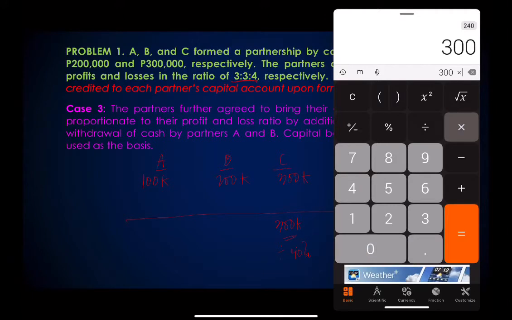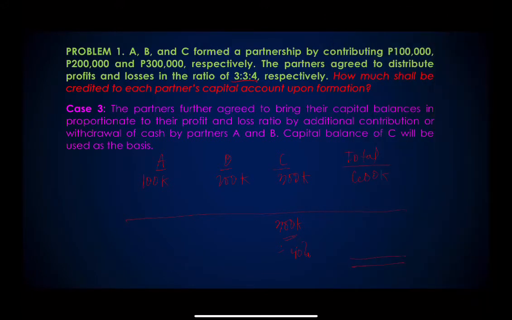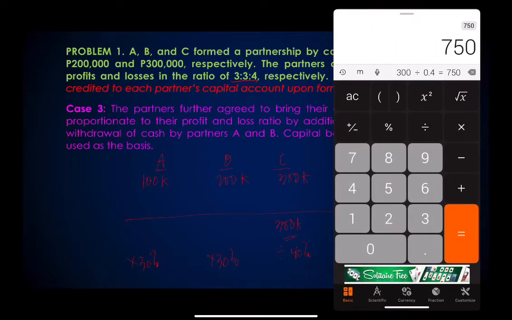divided by 40%. That will give us 750,000. So the total partnership capital after the additional contribution or withdrawal of cash by partners A and B will amount to 750,000. Now we have to multiply it by 30% and another 30%. 750,000 times 30%, that will give us 225,000.